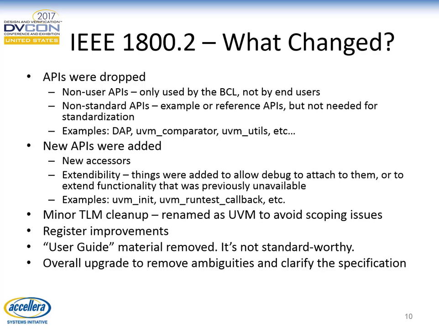So things that you would normally clean up in a better implementation of a base class library, right? We went through and upgraded those as well. So those accessors make it so that we can access the data without directly accessing the data properties. Some examples here, again, UVM init, UVM run test, callback, etc.